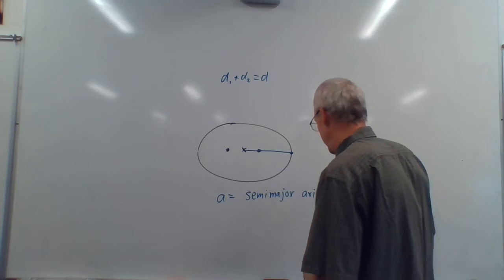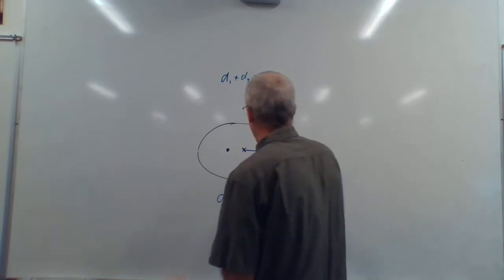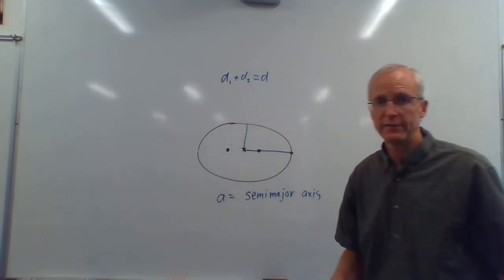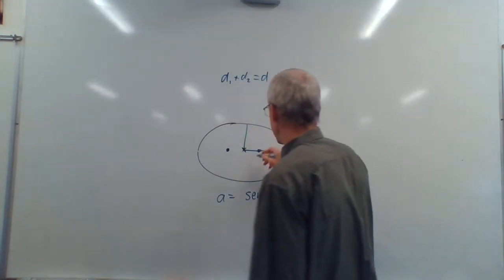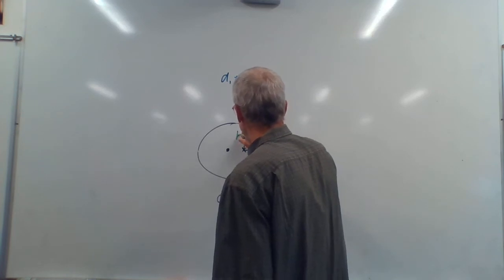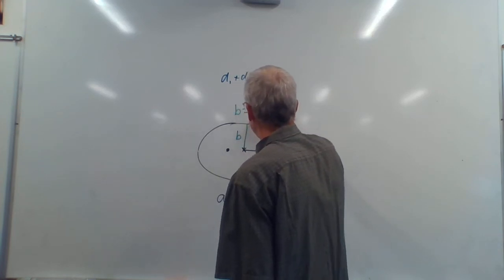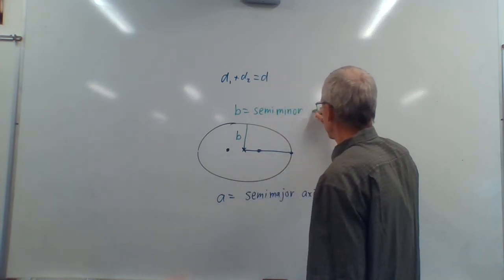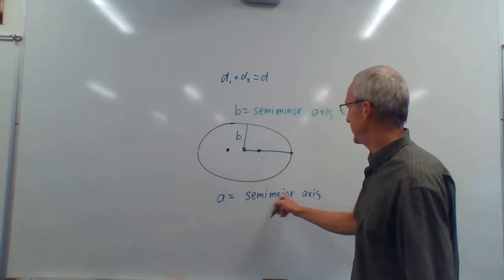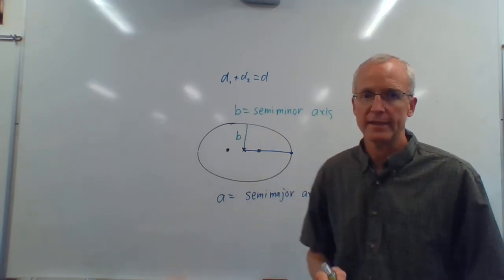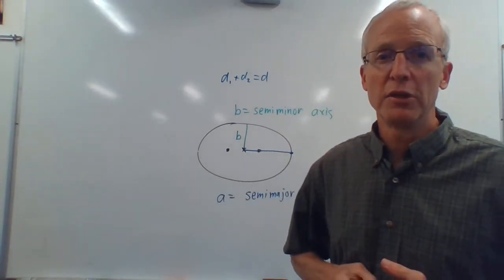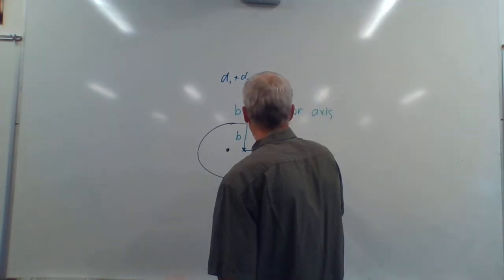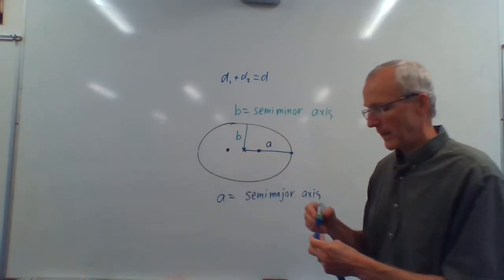Then they give the letter B. I'll make this in green. This way, that's the small axis. If it's a circle, they'd be the same. They call this B, and B is half of the minor, the smaller axis. So the semi-major axis and the semi-minor axis. If you have those 2 things, you know what kind of ellipse it is. Let me label this one A here. So this is A.